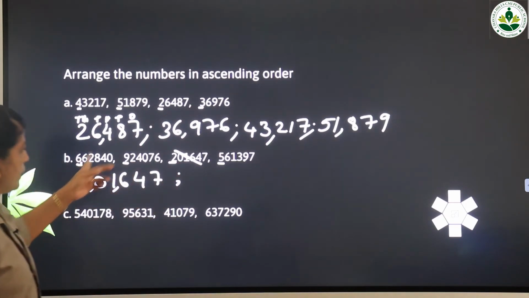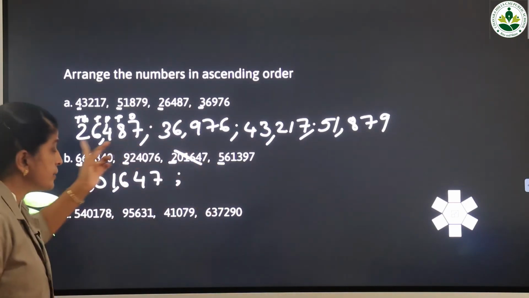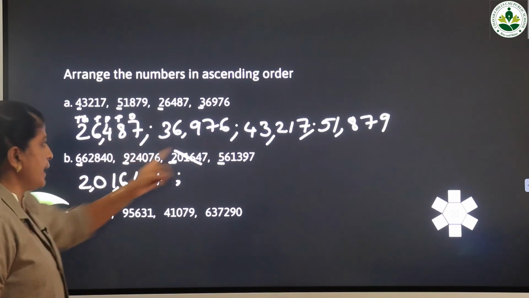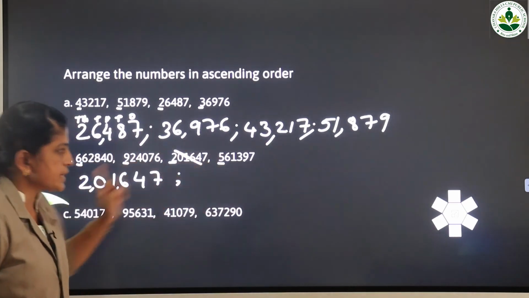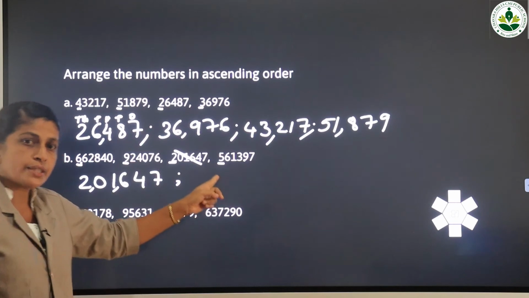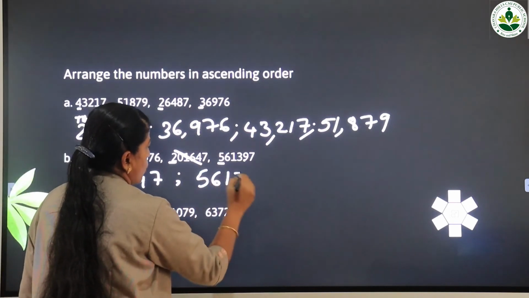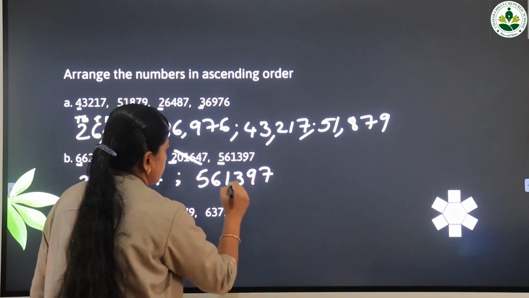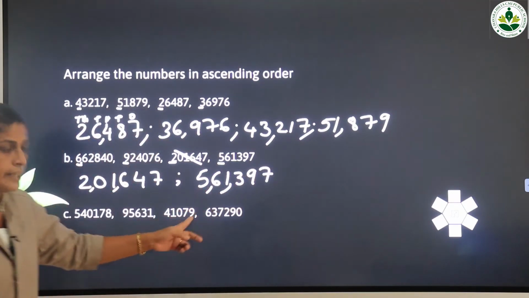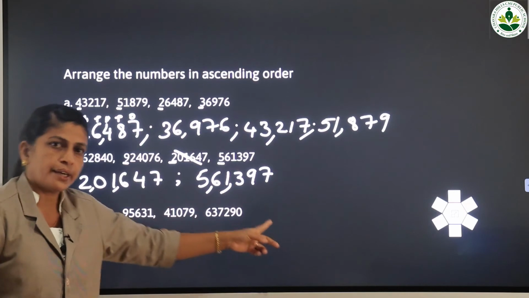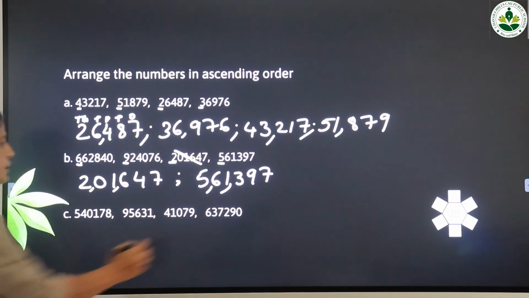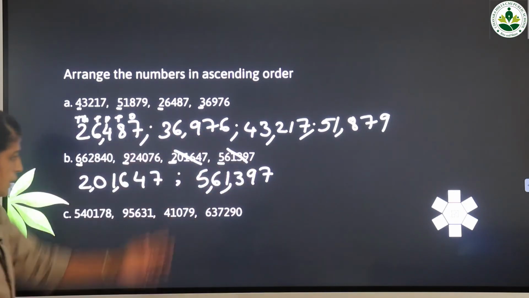Then compare the remaining three numbers, 6, 9 and 5. Which is the smaller one? 5 is the smaller number. Therefore that number will be the next smallest number. Okay, that is 5,61,397. Then this number also we have written.